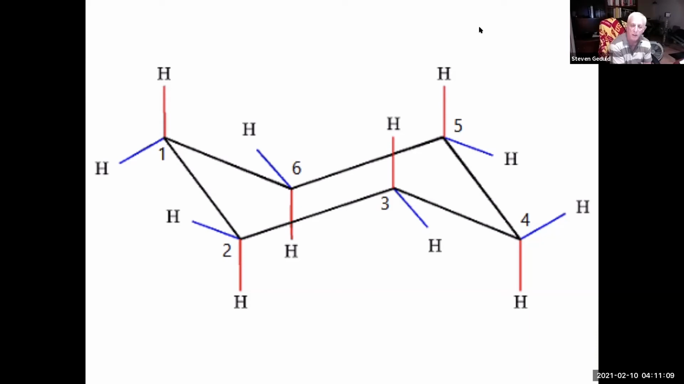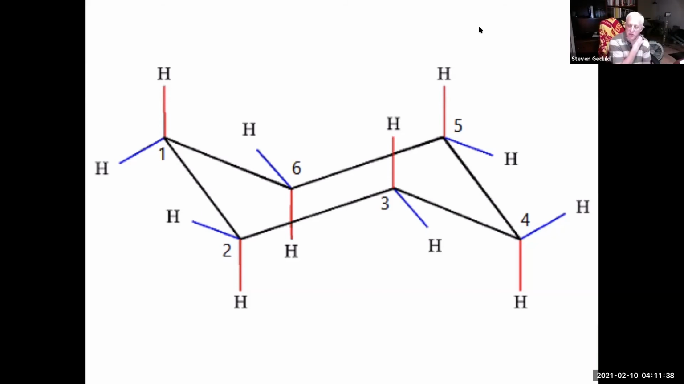Look at the blue lines. The blue lines are the hydrogen atoms that are in the same plane as the ring. They go to the side. They're not up or down. So the red lines are your axial hydrogens. The blue lines are your equatorial hydrogens. So axial hydrogens are above or below the plane. Equatorial hydrogens are in the same plane as the ring structure.